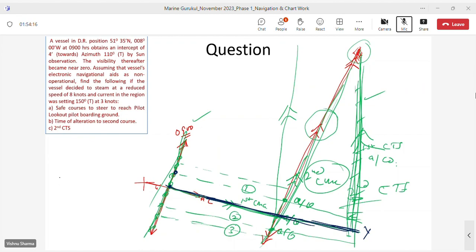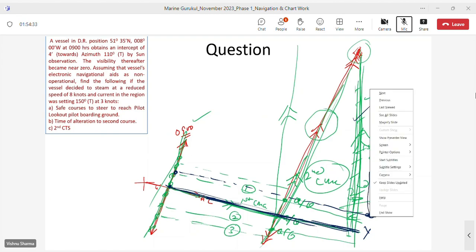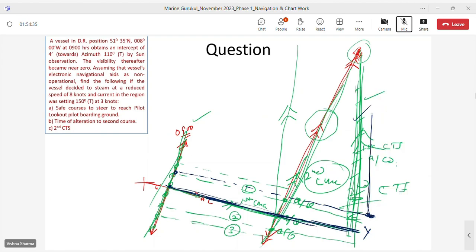Correct? Yes, sir. So if I continue steaming for that much distance from here, I'll go past here. I'll reach here. This much distance when drawn from here will go past this. Then if I now steam north, I will never reach the pilot ground. Have you understood what I'm saying? Yes, sir. Class, have you understood what is the problem?